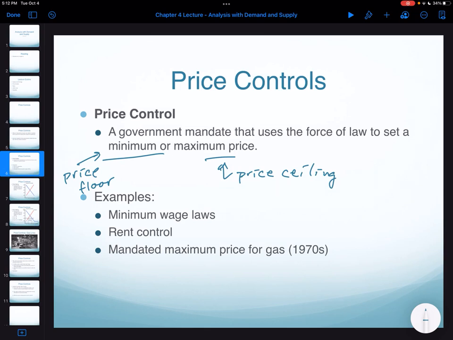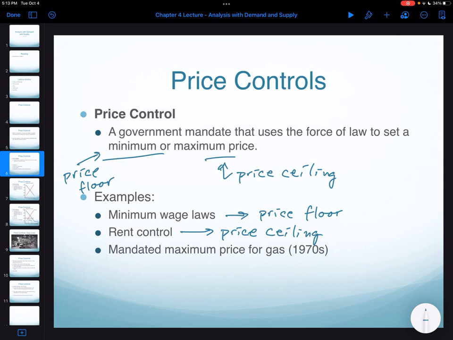Okay, so some examples I already mentioned. A minimum wage law is an example of a price control, and it is an example of a price floor. That is, a minimum wage law sets a minimum amount that can be paid at an hourly rate for labor, right? Now, rent control is also an example of a price ceiling. Okay? So that is, rent control puts a maximum price. That is, you can't rent apartments for above a certain price, right?